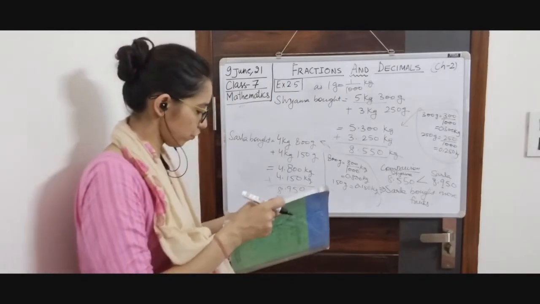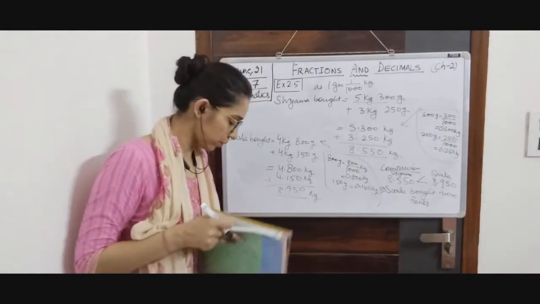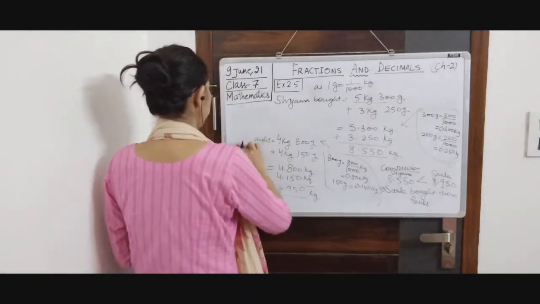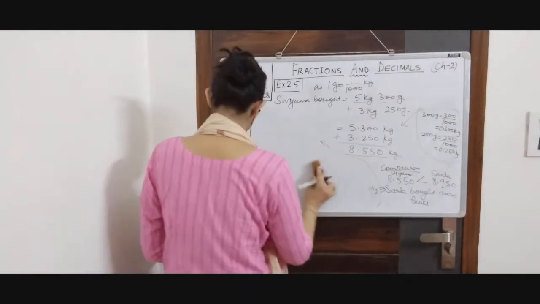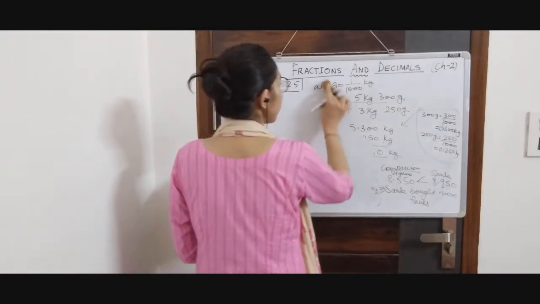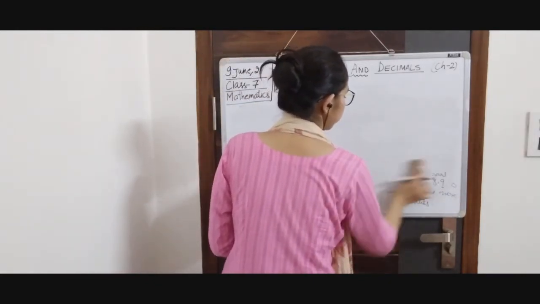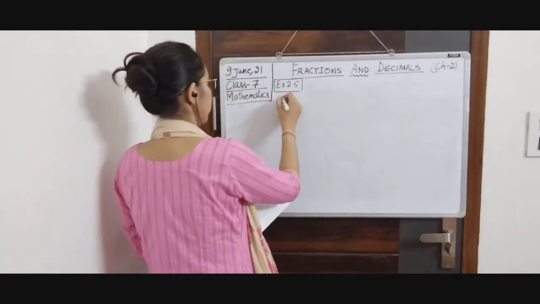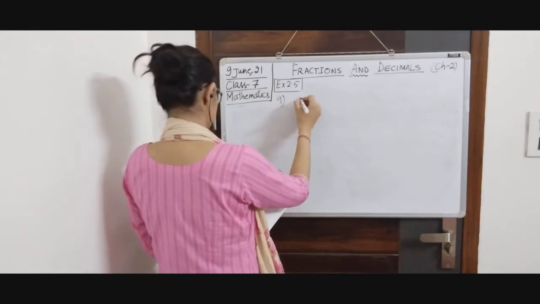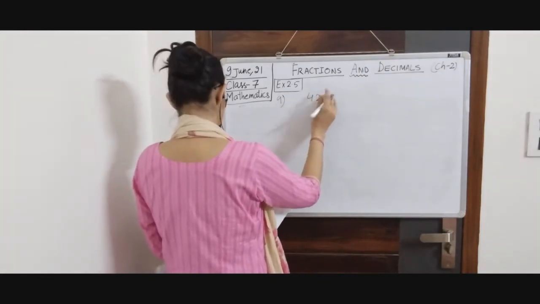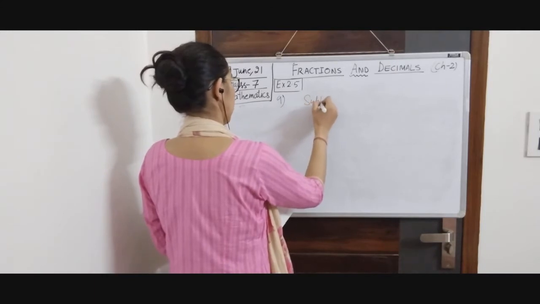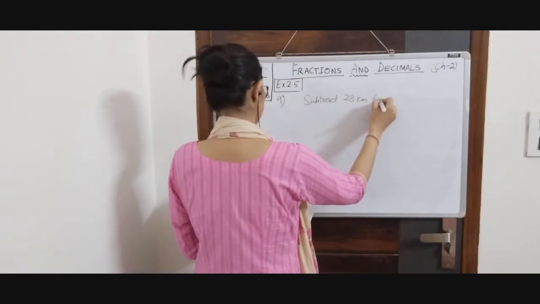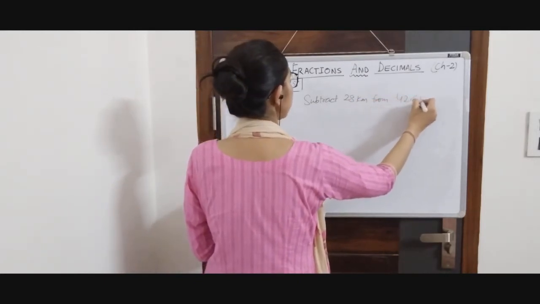Now we will move on to question number 9. In question number 9 we have to tell how much less is 28 km from 42.6 km. It means we have to subtract 28 km from 42.6 km.